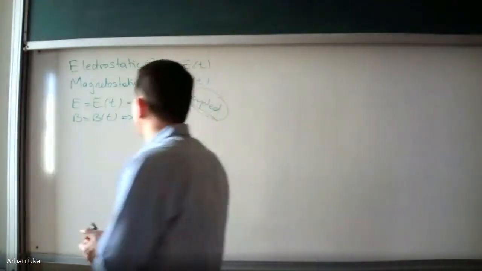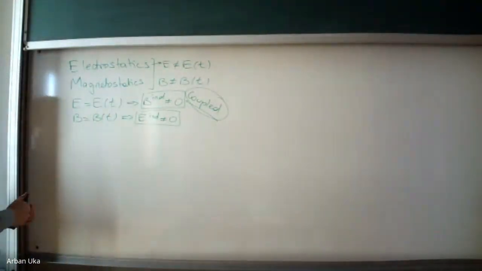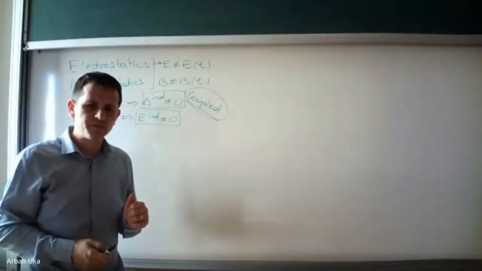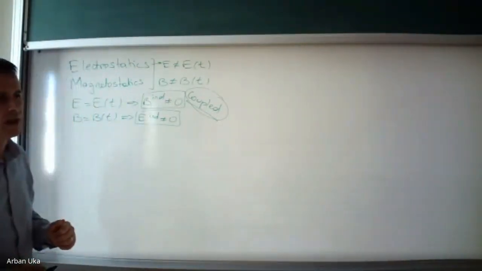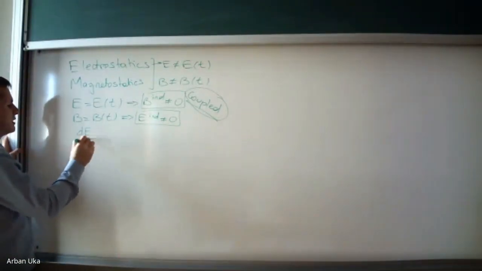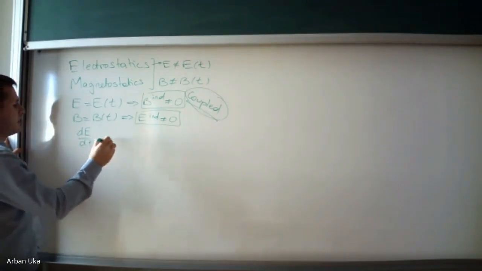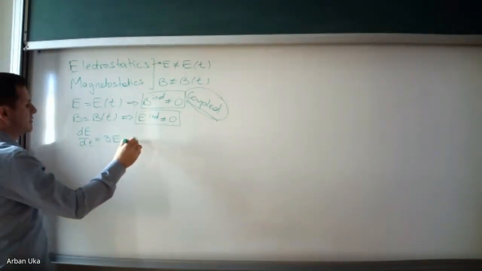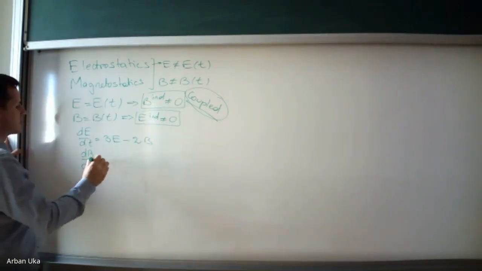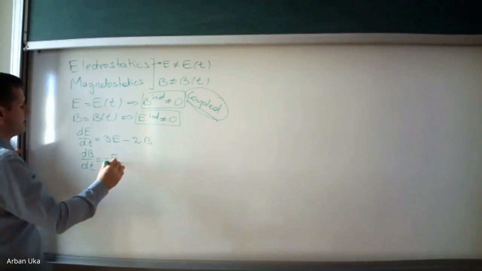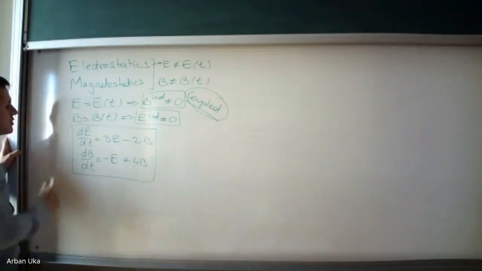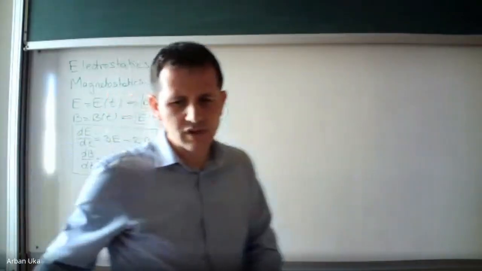As a reminder, which can serve as support for your future courses, try to connect with the principles that you have learned in linear algebra. I can represent the following. The rate of change of the electric field can be equal to 3 electric field minus 2 magnetic field, and the rate of change of the magnetic field as a function of time can be equal to minus electric field plus 4 magnetic field. Of course these equations don't mean much.